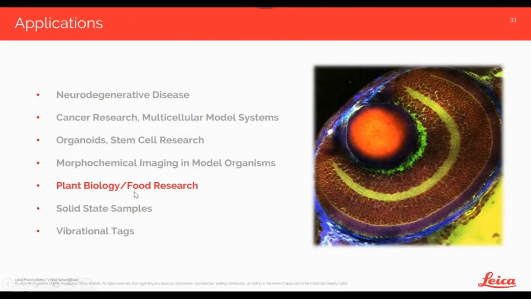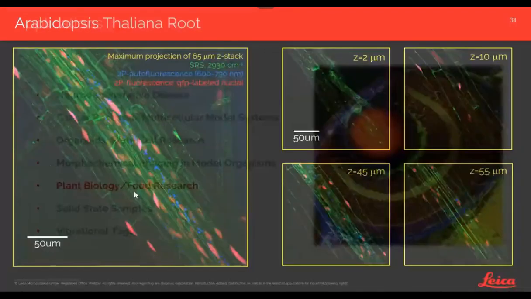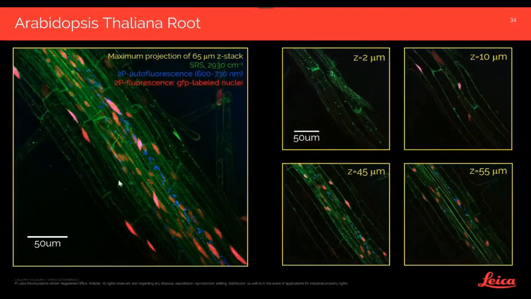Now, to give you an idea of further application areas, I want to show you a little bit of what we can do in plant biology and food research. Of course, a very well-known model sample or specimen in plant research is Arabidopsis roots, and I'm showing you here yet another example of using label-free vibrational imaging in green combined with fluorescence imaging, both in terms of autofluorescence as well as labeled fluorescence here.